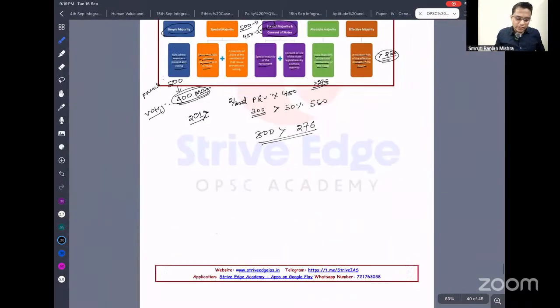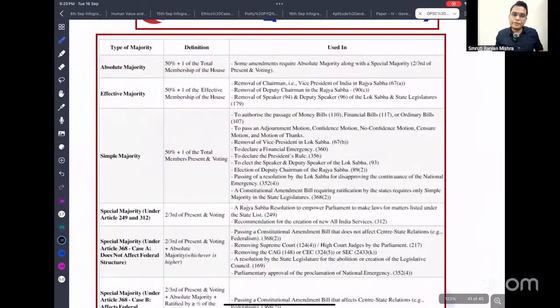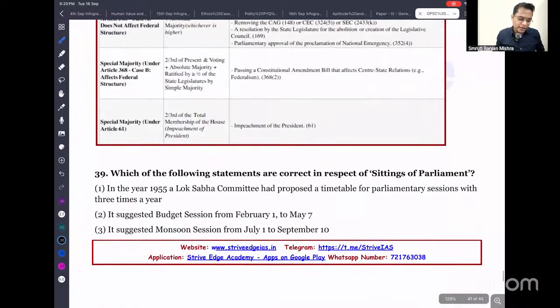Okay, let's move on. I've already given this table with a lot of information, so please read it very carefully. This can be a very good question for your upcoming examination also.